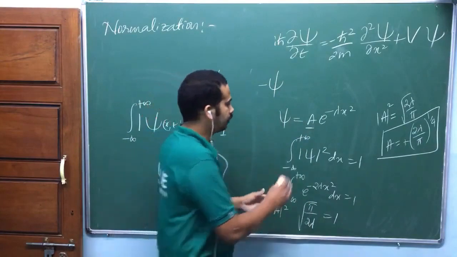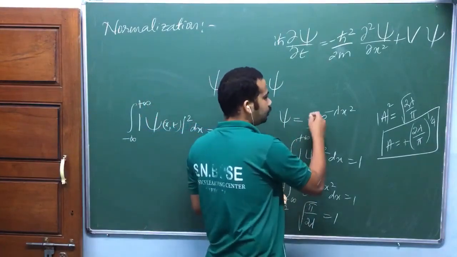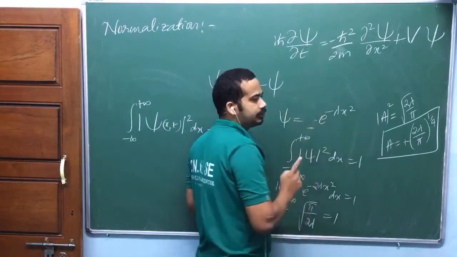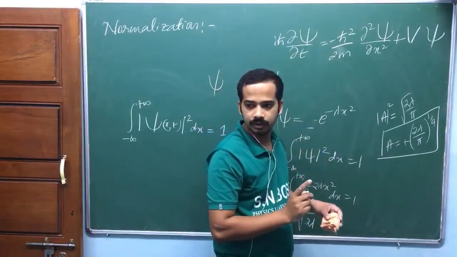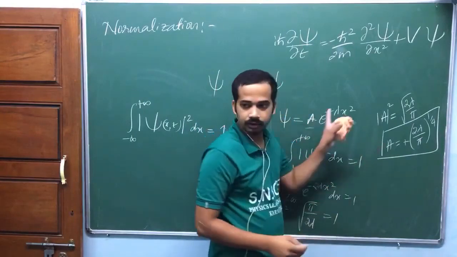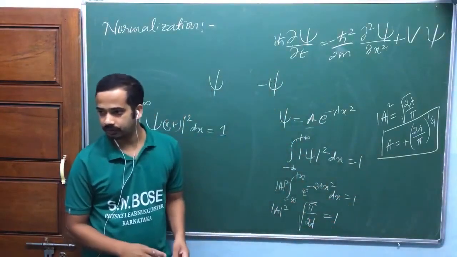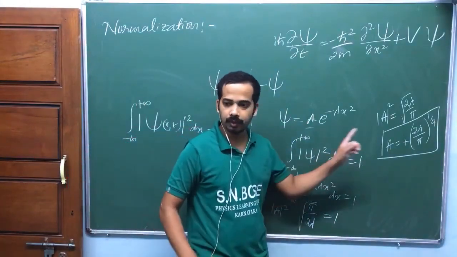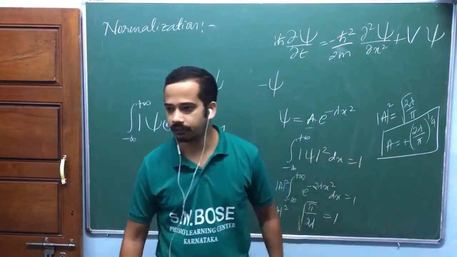Is that okay? Whether you take A equal to 1, 2, 3, 4, each and everything is a solution of the same Schrodinger equation. But why do we find this A? Because we want to do probabilistic interpretation. Isn't it? Total area under the curve should be equal to 1. Total probability should be equal to 1. Then only you can define probability.